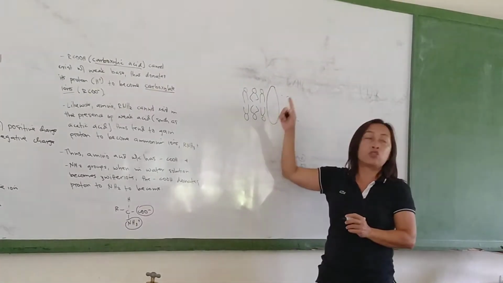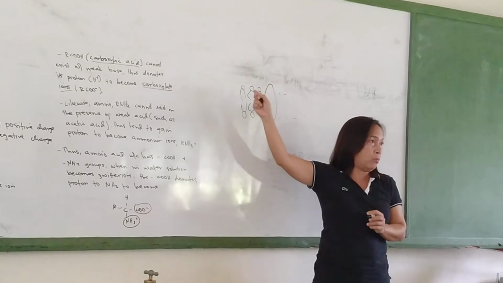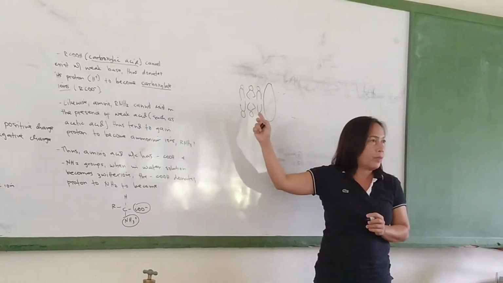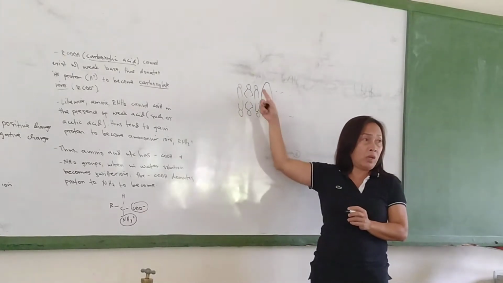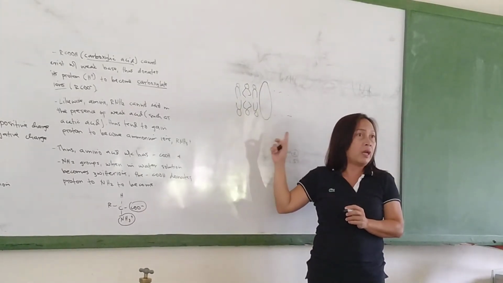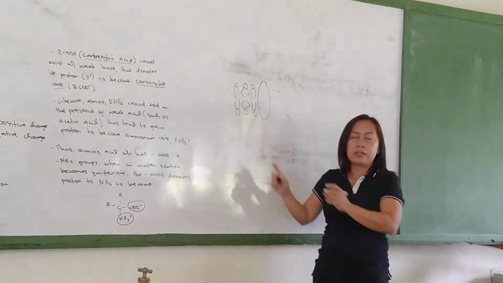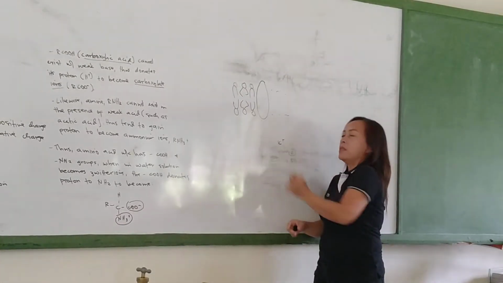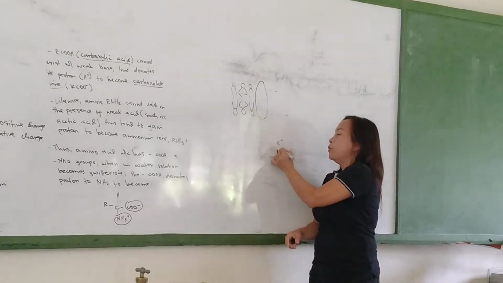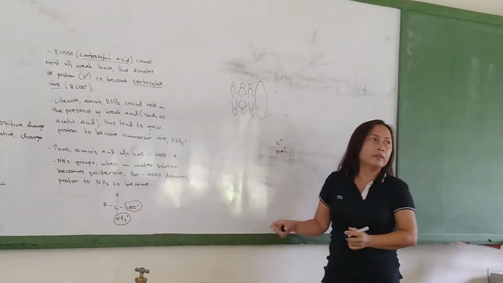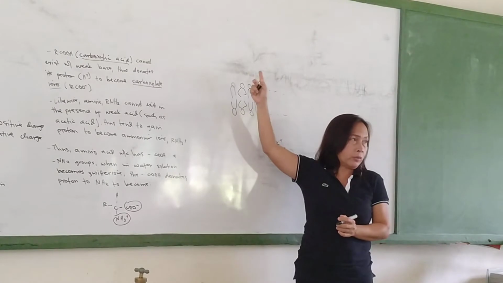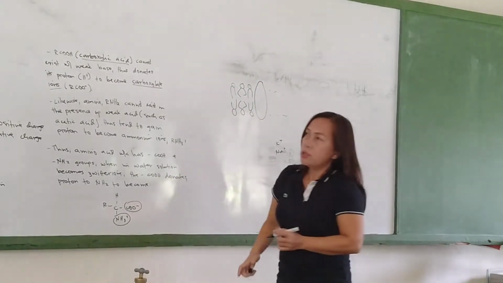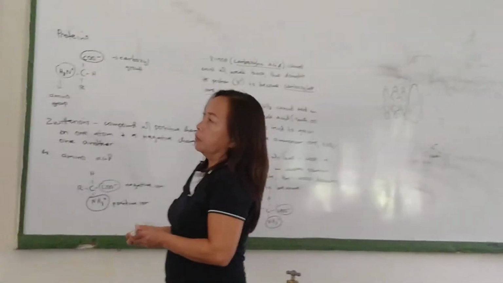But for those charged particles like potassium, like sodium, they pass through these transport molecules and these large protein molecules because they are charged. Potassium is positive 1, sodium, positive 1, and they pass through these large protein molecules. Okay? So, what else?